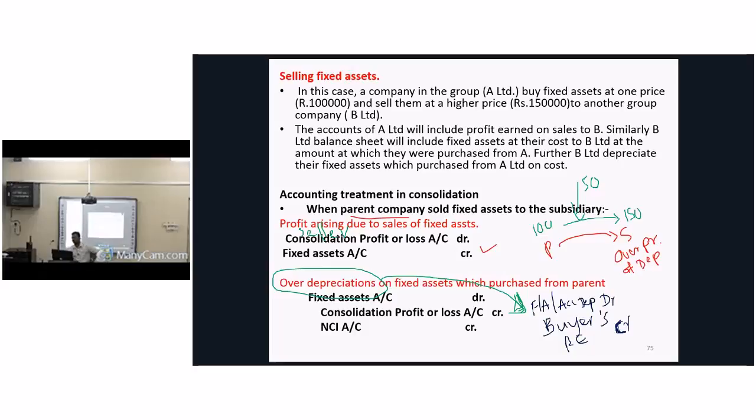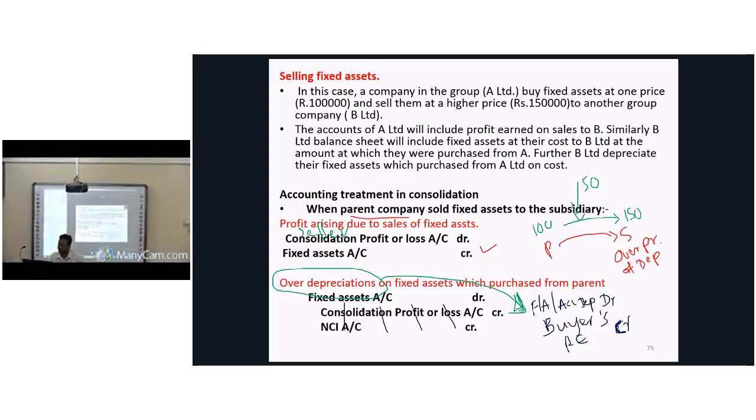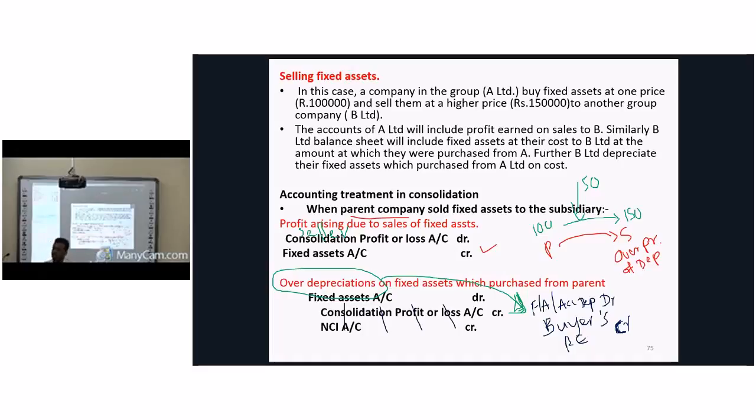Credit, easy. Not this entry. This is also correct, but then this entry is easy to remember. Then what can you remember? I told you now, three entries if you can remember.